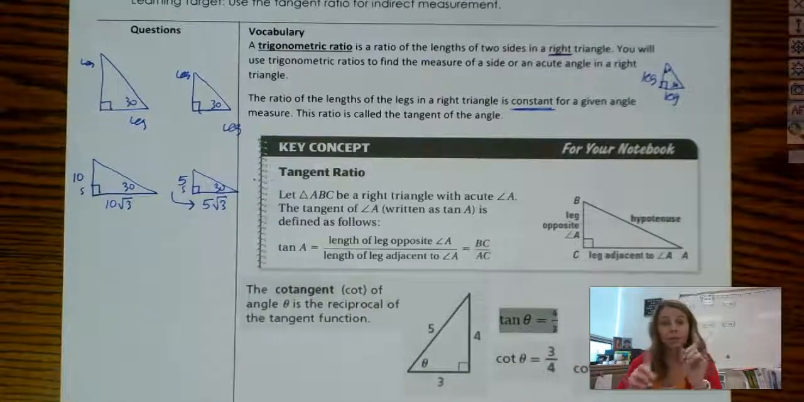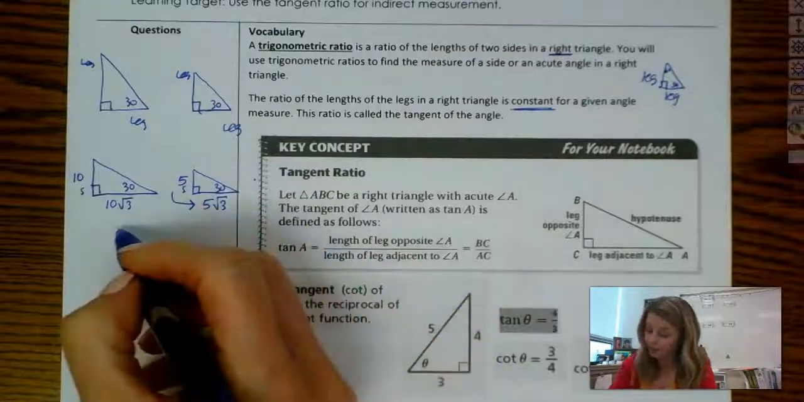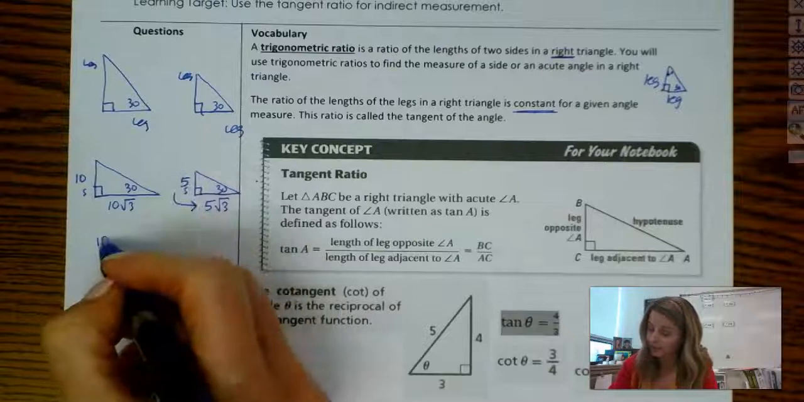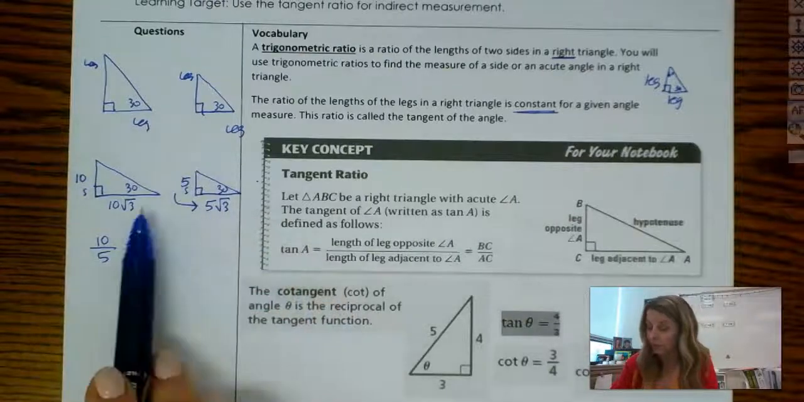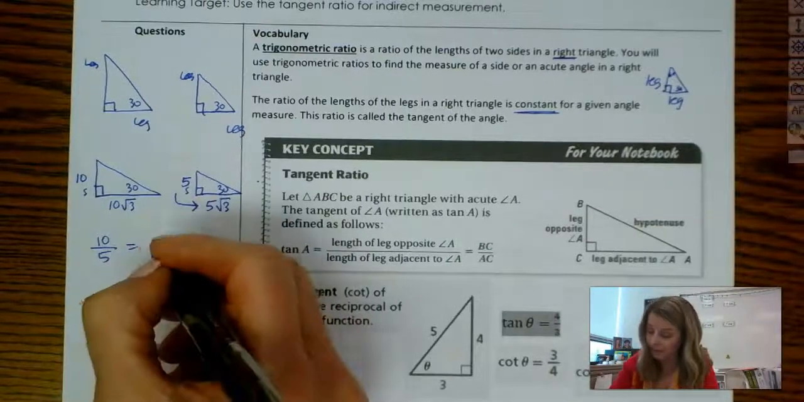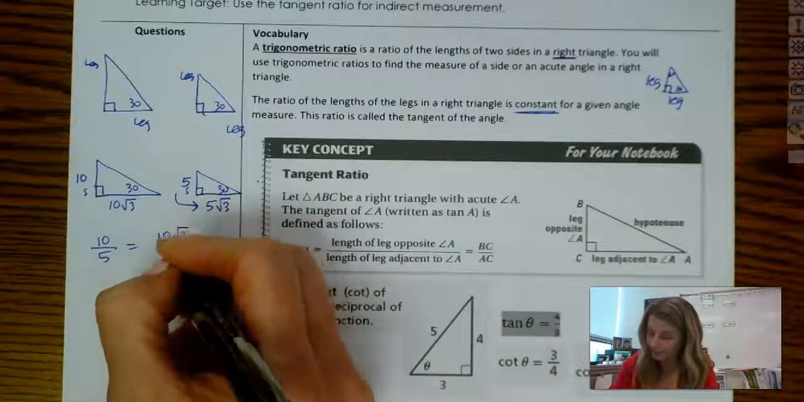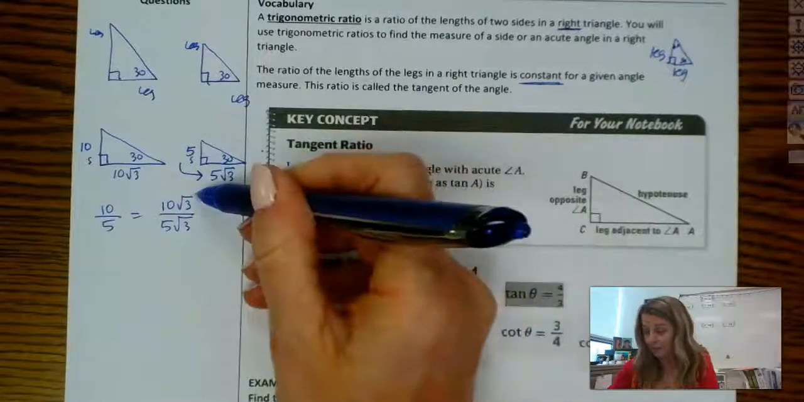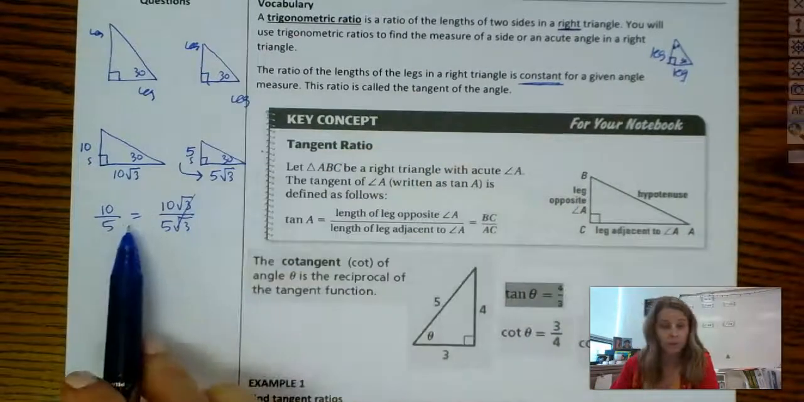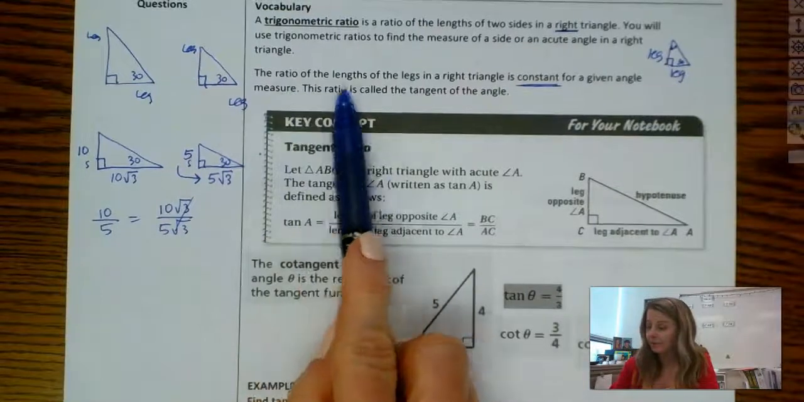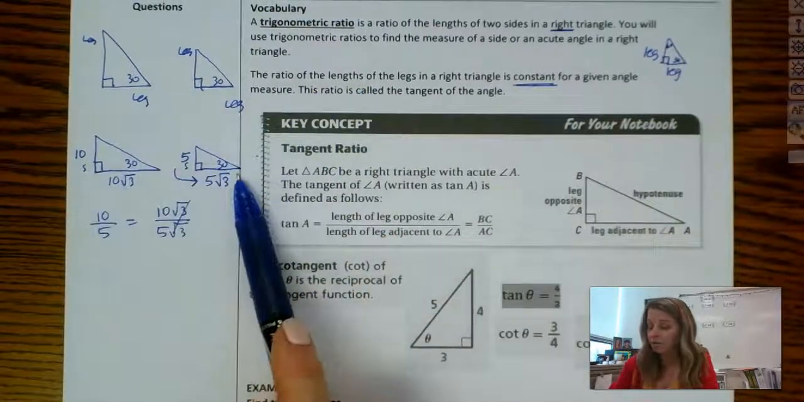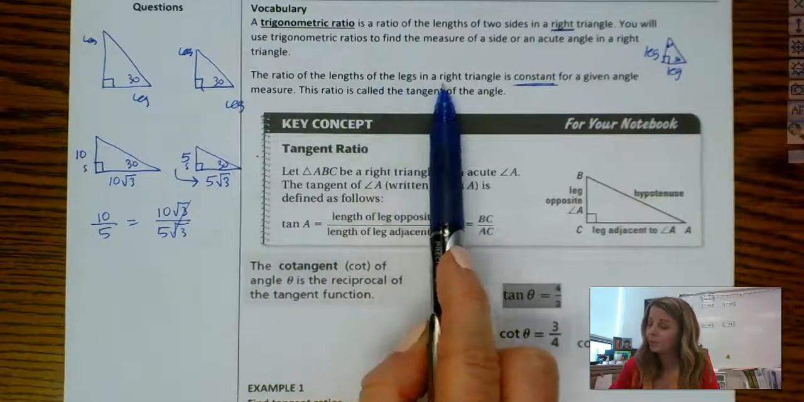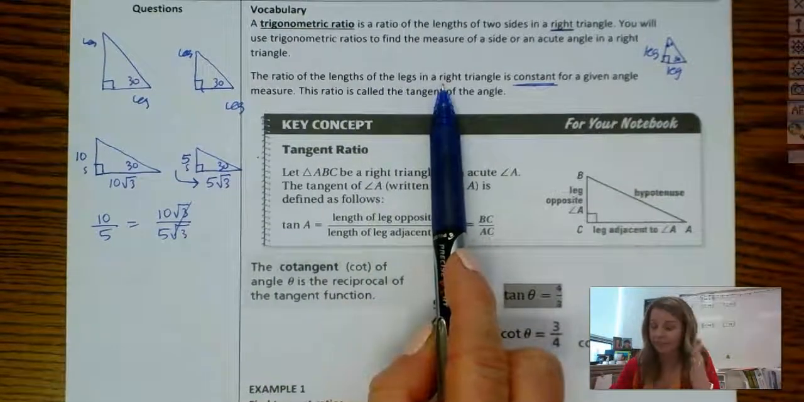Because those two triangles are similar, I know this is true. I know the ratio between these sides, 10 over 5, is equal to the ratio of the longer sides, 10 square root of 3 over 5 square root of 3. And you can see it right here. These will cancel back out, so they both equal 2. This is going one step further to say that for all, for example, 30, 60, 90 triangles, the ratio of the legs within the one triangle is the same.